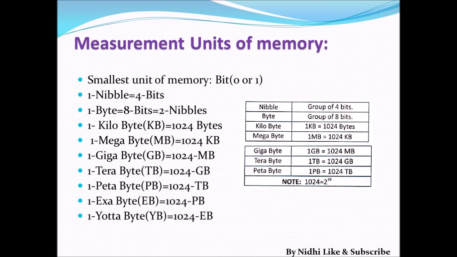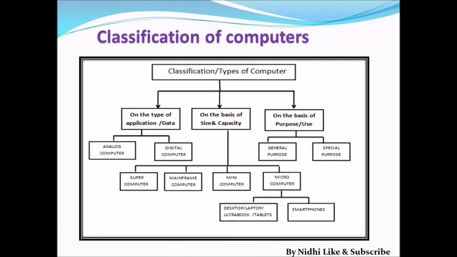Okay. So next topic is classification of computers. See here, is the diagram of classification of computer. It is classified on the basis of three things. First is on the basis of application or data. It is categorized into three parts: analog computer, digital computer, and hybrid computer.